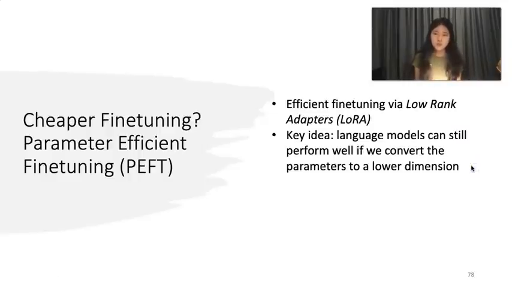As for cheaper fine-tuning, PEFT is essentially efficient fine-tuning via low-rank adapters. For rank, let's just think about dimension. The key idea is that language models can still perform well if we convert the parameters to a lower dimension. That's the whole idea of PEFT or LoRa.